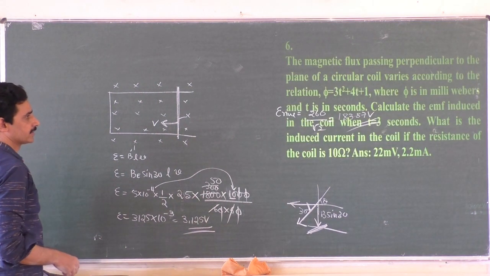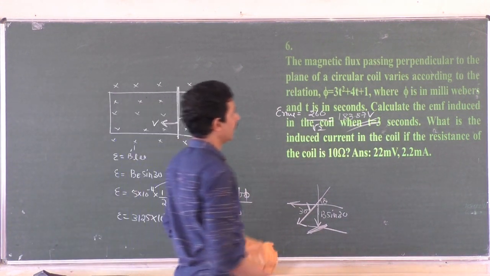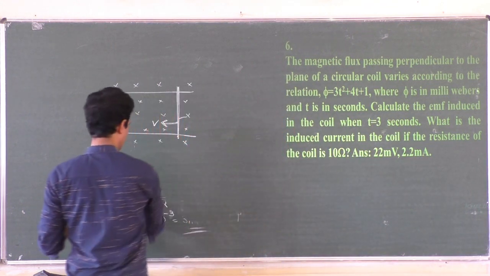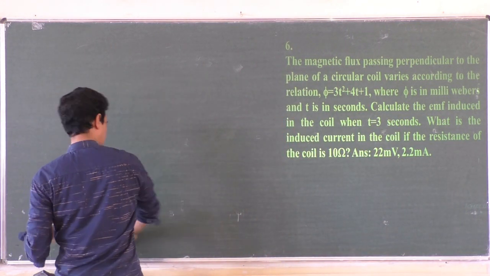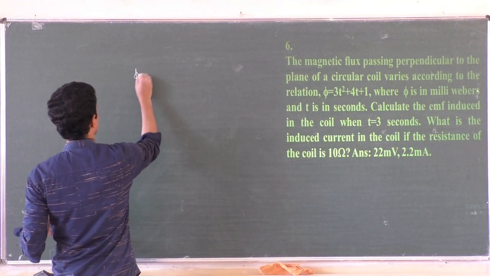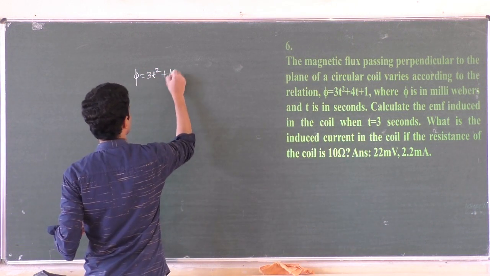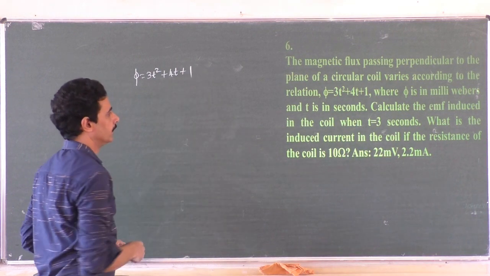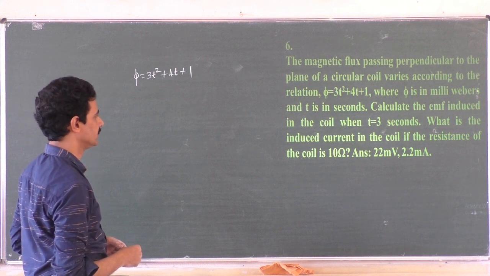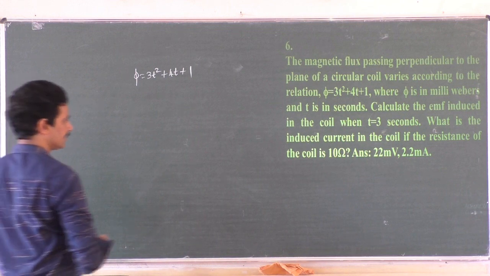The magnetic flux passing perpendicular to the plane of a circular coil varies according to the equation phi is equal to 3t square plus 4t plus 1, where phi is in milliweber. Calculate the EMF induced in the coil when t is equal to 3 seconds. What is the induced current in the coil if the resistance of the coil is 10 ohm?